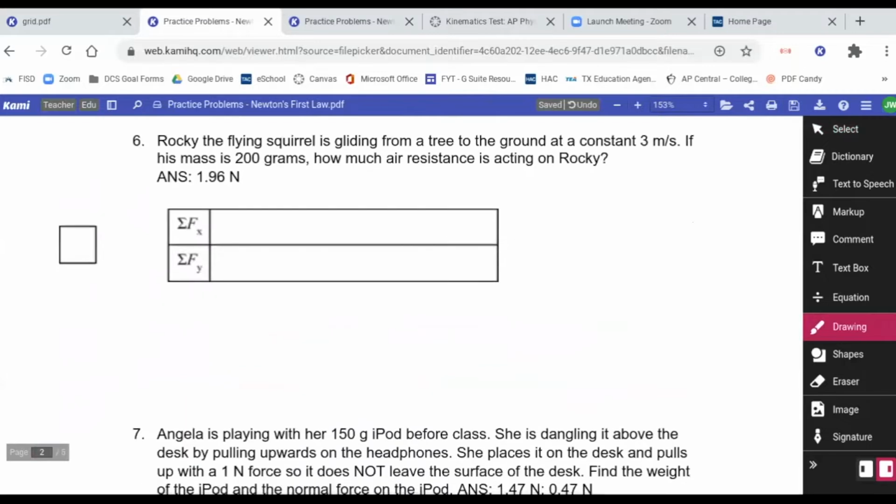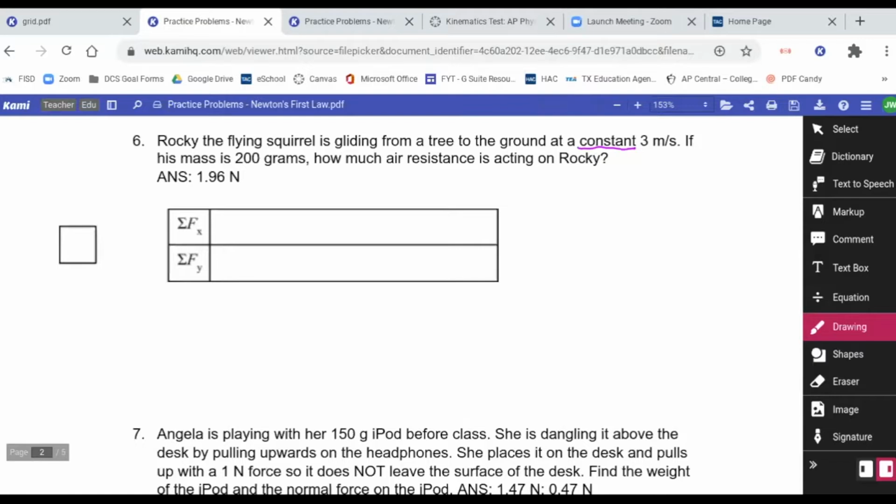Rocky the Flying Squirrel's gliding from a tree to the ground at a constant 3 meters per second. Now in this case, I see this word constant, and that's what's important to me. I do not care about his meters per second, his velocity. What I care is, is there any acceleration? It said constant velocity, no acceleration. That means forces are, say it out loud, forces are? Balanced. Balanced, yes. Thank you for playing along.